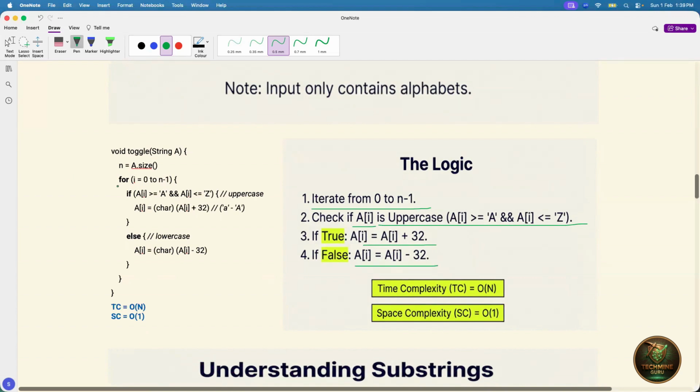The same has been written in the code as well. We run a loop from 0 to n-1. We check whether a particular character of the string is capital or not. If it is capital, we convert it into small by adding 32. Since we are dealing with ASCII numbers here, we have to typecast it to a character, which converts it into a lowercase character for that element. Similarly, we subtract 32 if the original character is small and we want to convert it into capital. Since we are running only one for loop here, the time complexity is O of n, and we are not taking any extra space, so the space complexity is O of 1.